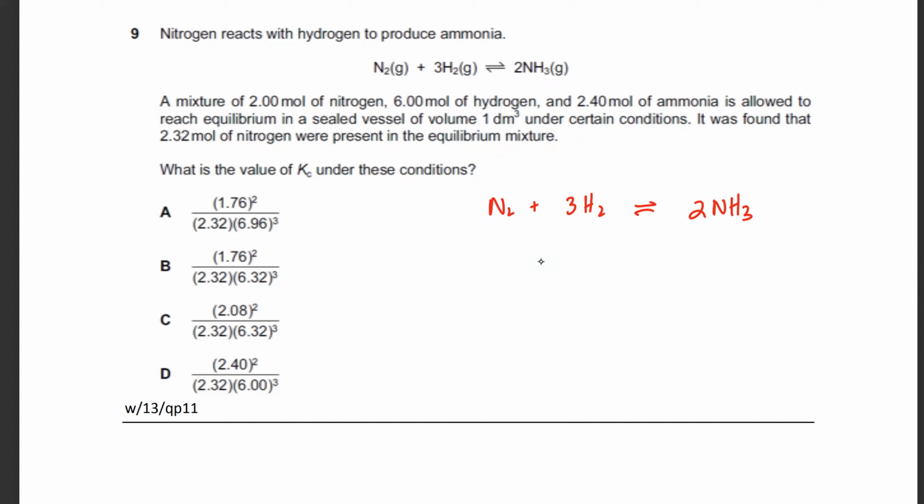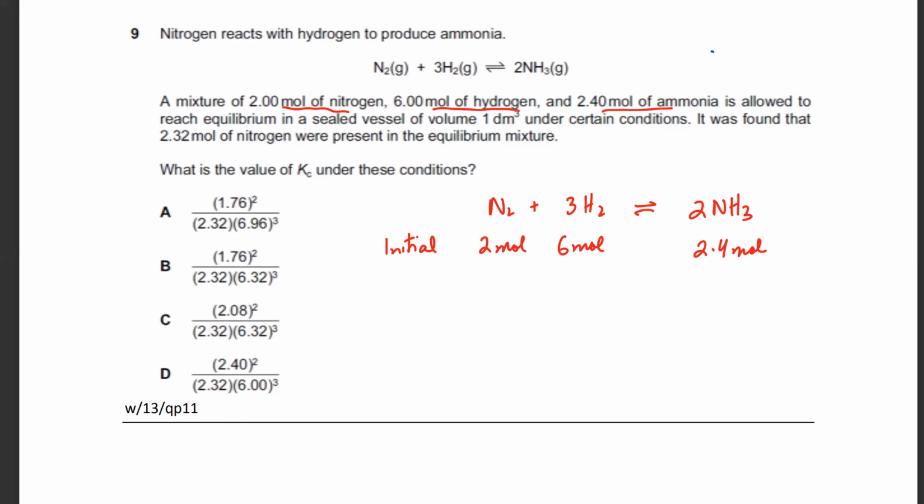So this one, let's just do one last question. Initial moles. What are the initial moles? 2 moles of this, 6 moles of H2, and 2.4 moles of ammonia. Those are your initial moles. So what happens at equilibrium? He's saying that the container was sealed and it's a 1 dm cube container.